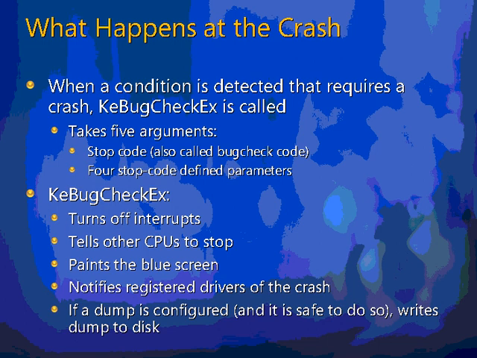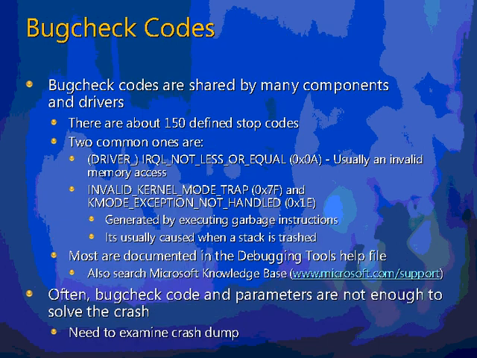Now the stop codes are also called bug check codes, and there's about 150 defined stop codes. But throughout your usage of Windows, you're only likely to ever see the same handful. The 2 by far most common stop codes, or really 3, are IRQL_NOT_LESS_OR_EQUAL, which is usually caused by an access of an invalid memory location, or paged memory that's been paged out when the IRQL is too high. And the other 2 kind of go hand in hand. Invalid kernel mode trap and KMODE_EXCEPTION_NOT_HANDLED.